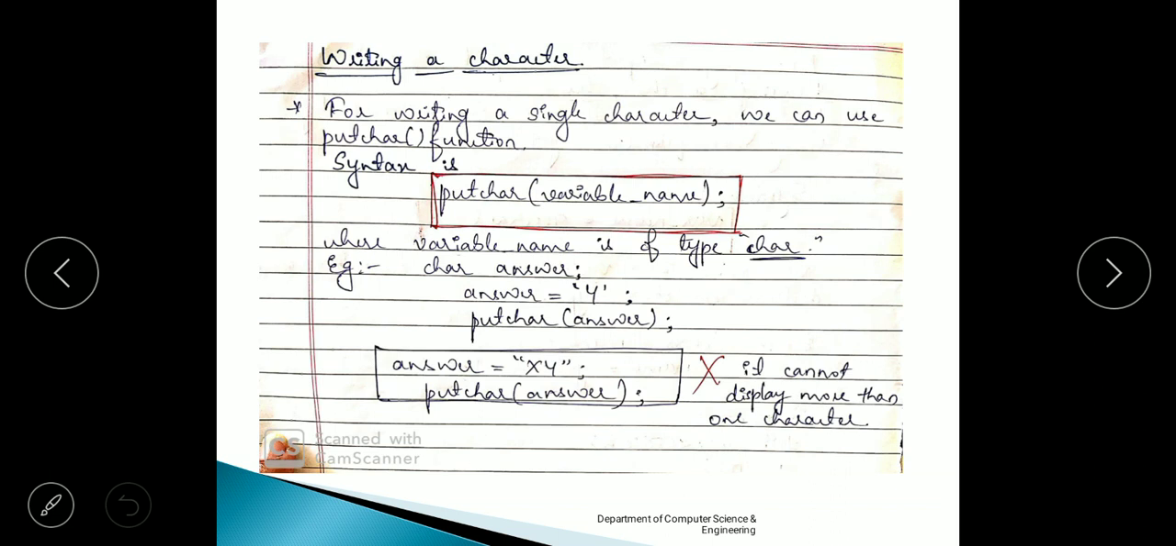For inputting we are using getchar. For outputting we are using putchar. Again, it will display only one output at a time. It cannot display more than one character. It displays only one character at a time. So for writing a single character, we can use the putchar function.